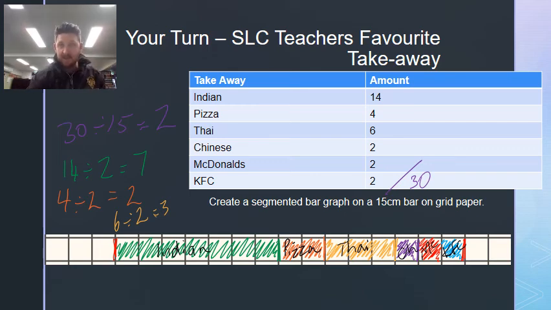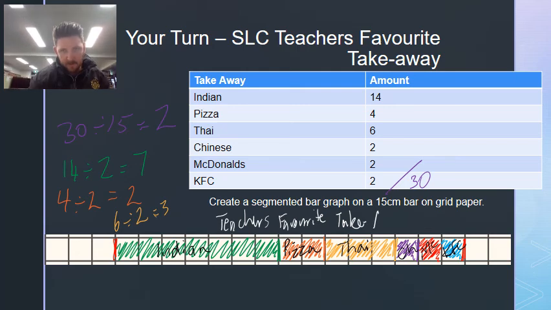Okay, now the only thing I haven't done here that I need to do is make sure that I do a title for my bar graph. So I have a look here. It is SLC Teachers' Favourite Takeaway. So you can see there, I've split the bar up.